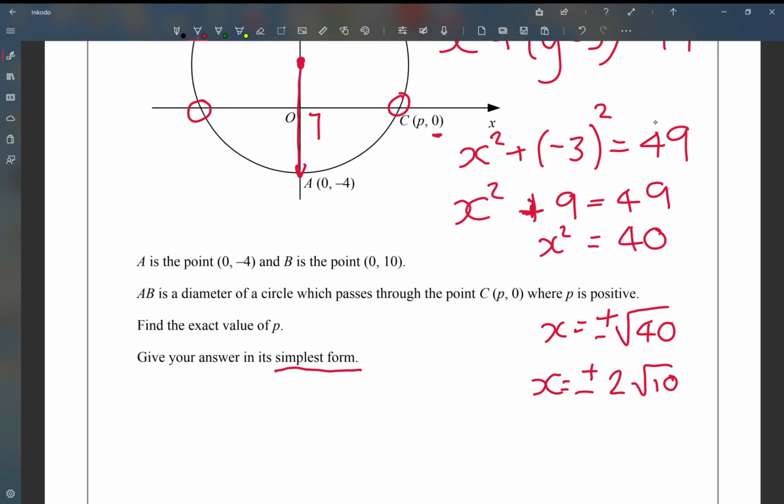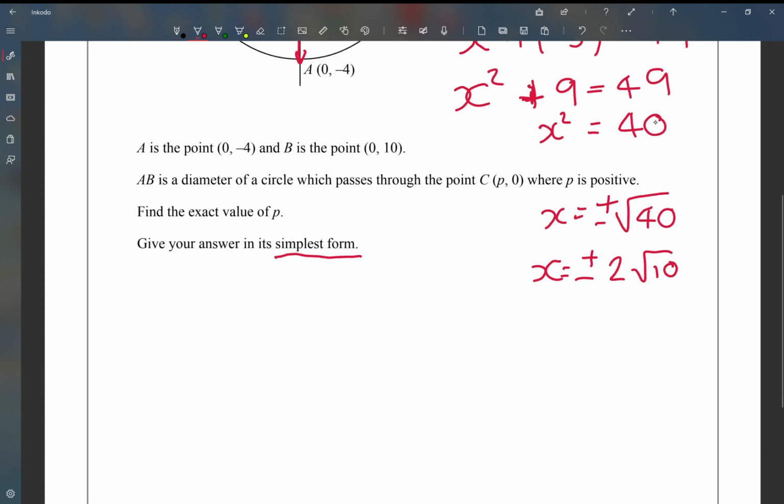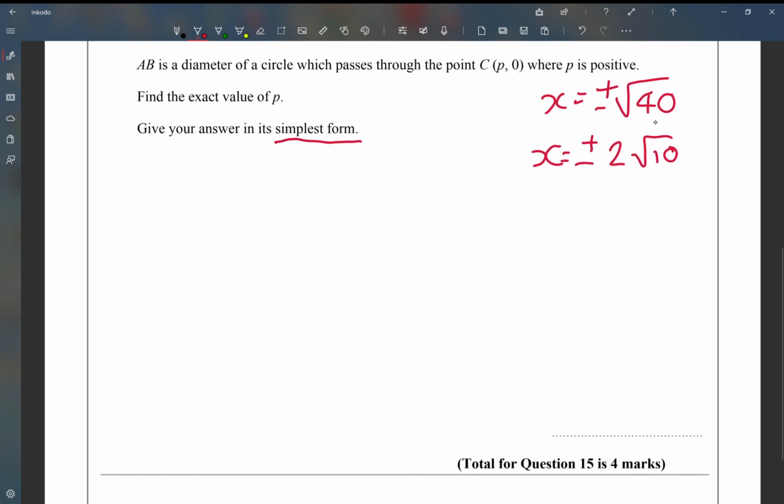So actually, I'm going to change it to p equals 2 root 10.